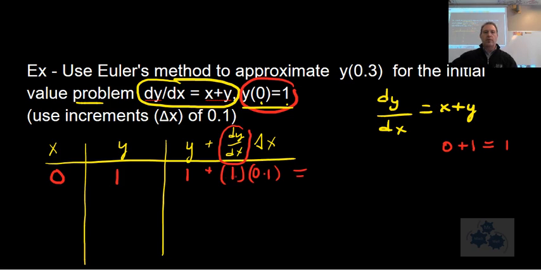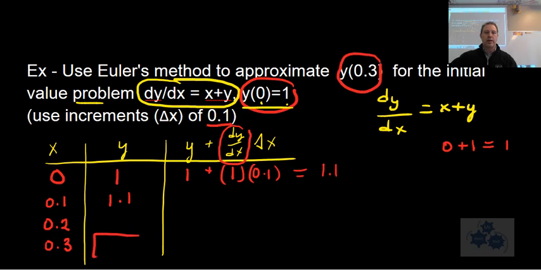Okay, so what does this equal when we add this up? It is 1.1. So guess what? That is the next y value, 1.1. Well, what is the next x value? We're moving in increments of 0.1, so this is going to be 0.1. And then the next one, 0.2. And then the fourth point really is going to be 0.3. And that's actually what we're looking for. This is going to be the answer to our problem: the y value when x is 0.3.